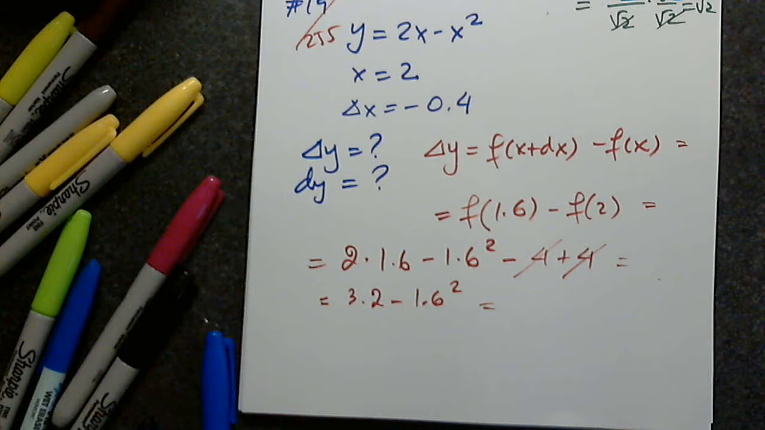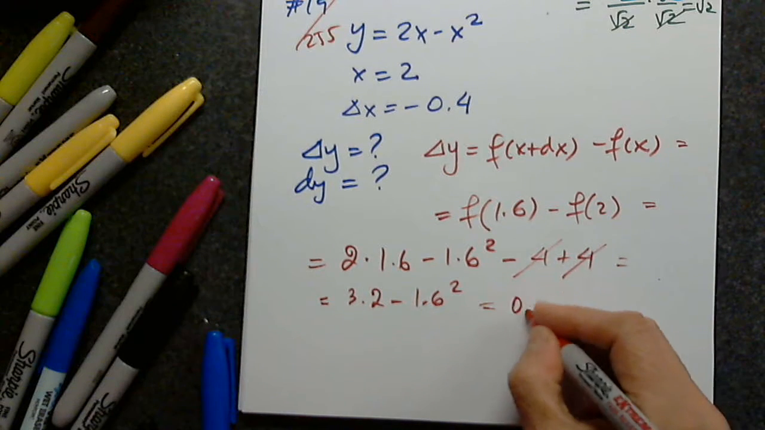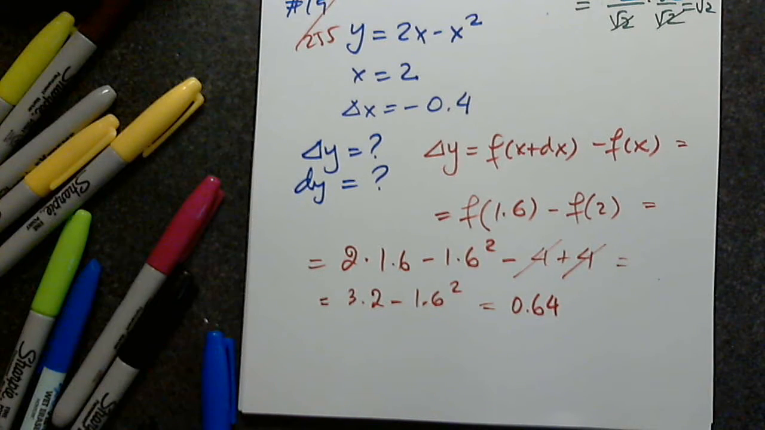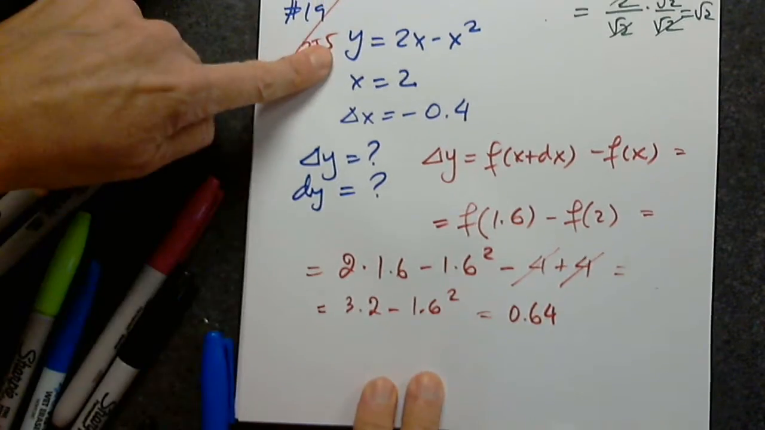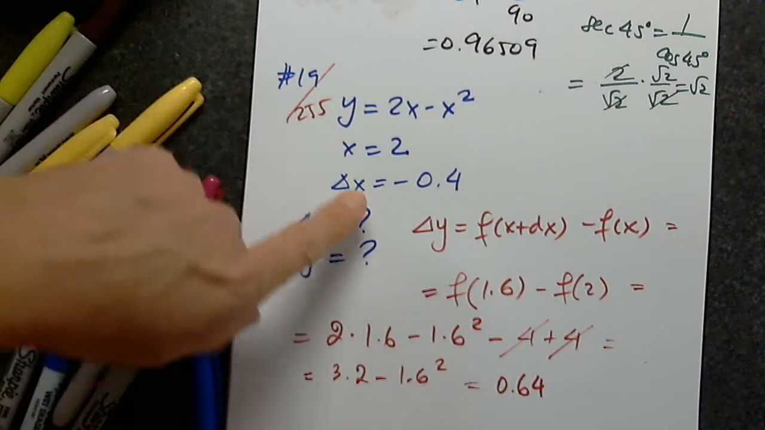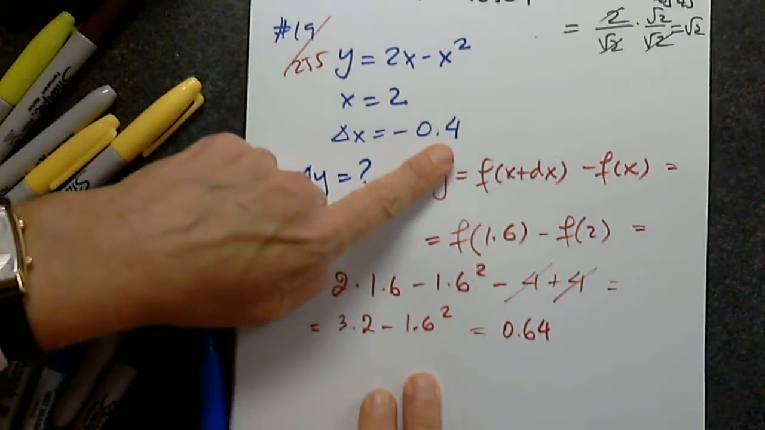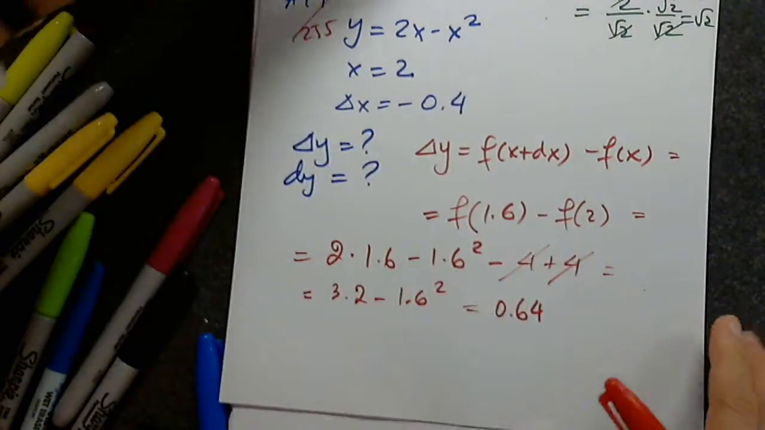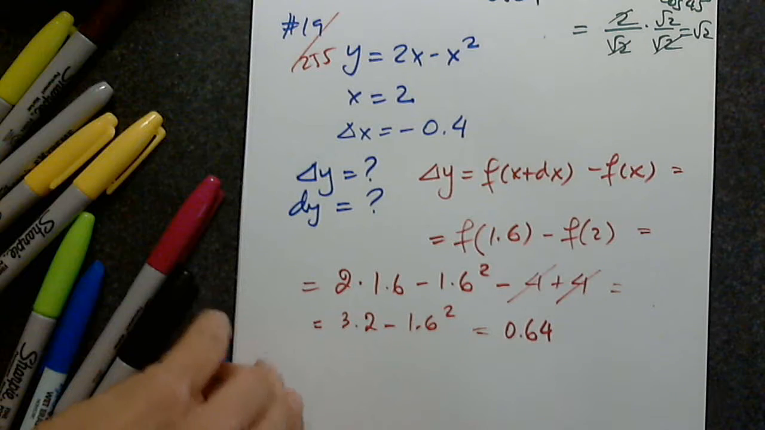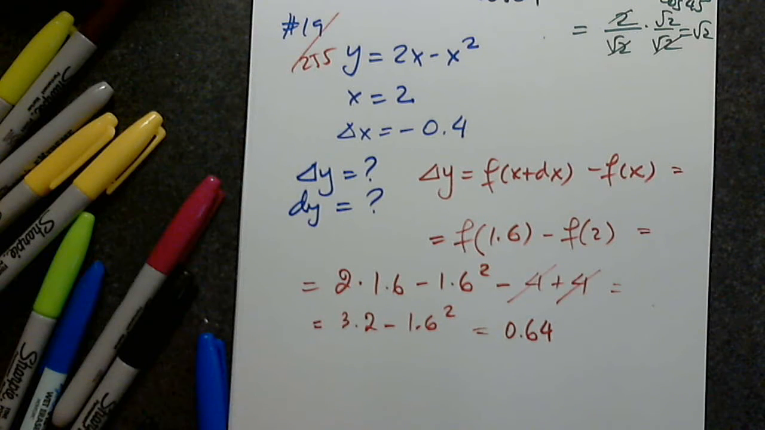Any questions? I got 0.64. This is the exact. So the exact change in the function y for a small change in x of -0.4, the exact change, delta y, is 0.64. Any questions?